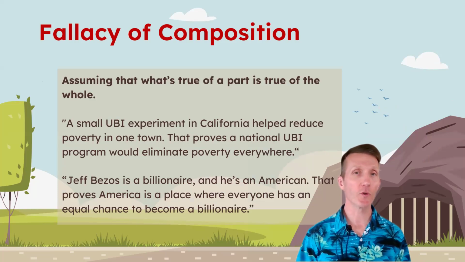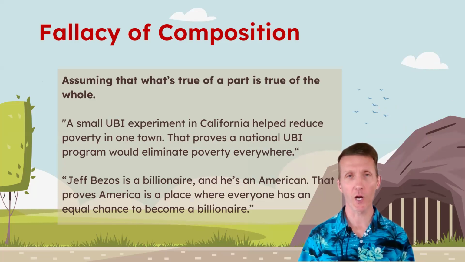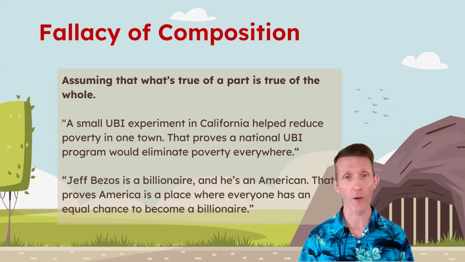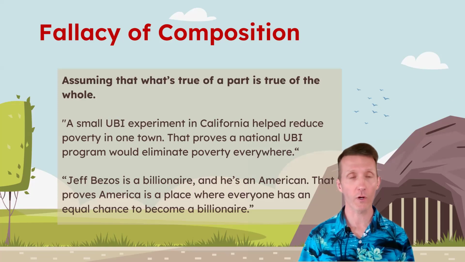Fallacy of composition. This is when you're assuming what's true of a part is true of the whole. So a small universal basic income experiment in California helped reduce poverty in one town. That proves that a national UBI program would eliminate poverty everywhere. Well, it gives you reason possibly to test it elsewhere and see, but just because it worked in isolation doesn't mean it's going to work across the board. It worked in one little bitty part of a country, but that doesn't mean if applied to the entire country, it would continue to work.